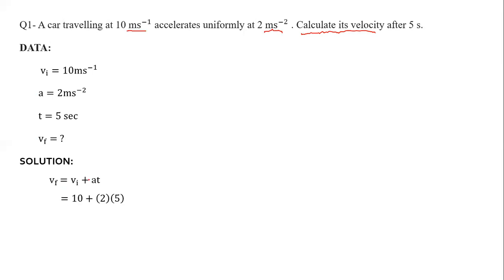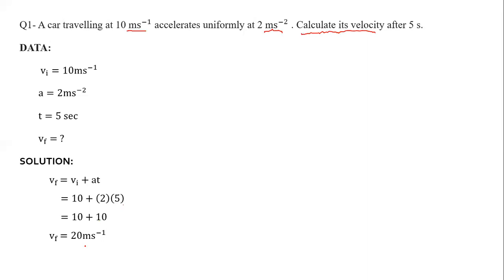Vi is 10, plus as it is, a is 2, and t is 5. Then we will do a little maths. 5 multiplied by 2 is 10, and this 10 is as it is. Then we add 10 plus 10, which is 20. So the final velocity is 20 ms^-1. In this way, we can find the answer for this question: a car was traveling at 10 ms^-1 and accelerates uniformly at 2 ms^-2, and its final velocity after 5 seconds is 20 ms^-1.